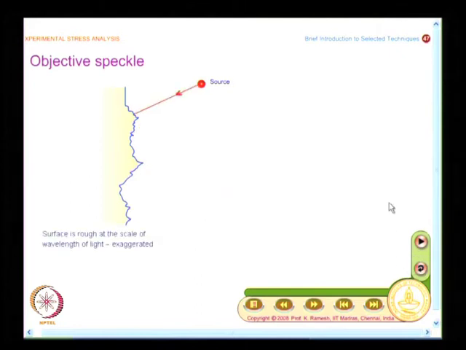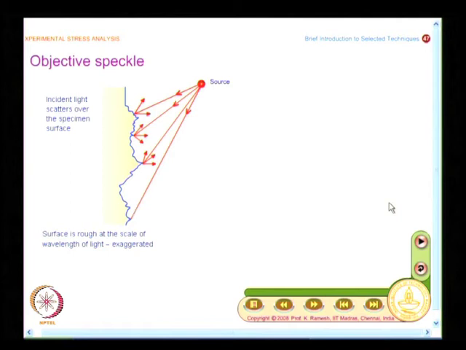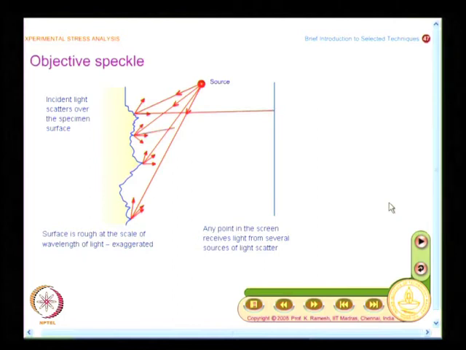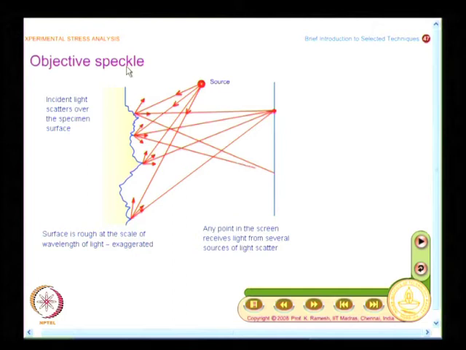I have a light source, light comes and hits it, you have scattering from each of these points where it meets the model. Then I put a screen, and each point on the screen receives light from several sources of scatter, 1, 2, 3, 4, for all this you get a ray, and this is a characteristic of objective speckle. I will also go and see another formation of speckle, I call that subjective speckle, there the story is different.